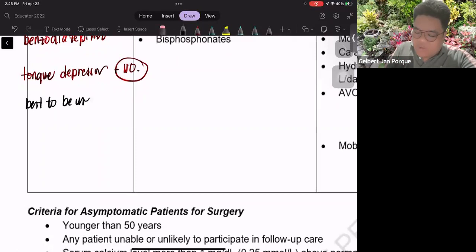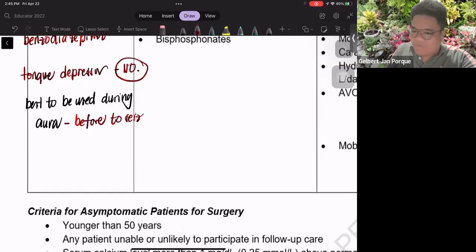It's best to be used during what we call the prodromal signs of a seizure, the aura. Okay, class, it's best to be used during episodes of aura. In other words, you need to use it before the seizure episode. Use it before the seizure episode.